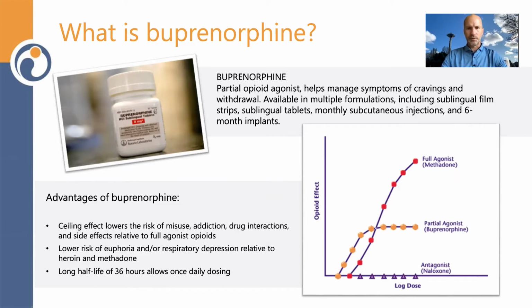The advantages of buprenorphine is that it has essentially a ceiling effect, which reduces the risk of some of the complications of full opioid agonists like methadone. It lowers the risk of misuse, addiction, drug interactions, and other side effects relative to full opioid agonists. And it lowers the risk of euphoria and some of the complications like respiratory depression relative to full opioid agonists like heroin or methadone. And buprenorphine has a long half-life, typically up to about 36 hours, which can allow for daily dosing, and in some situations, even alternate daily dosing.